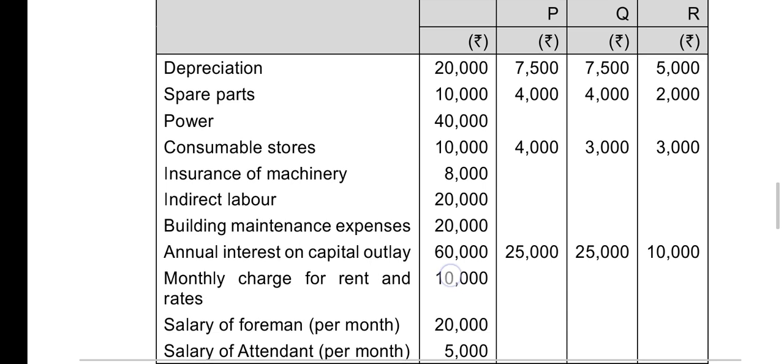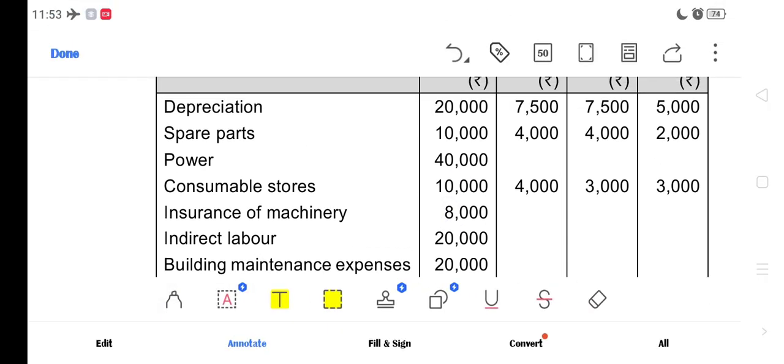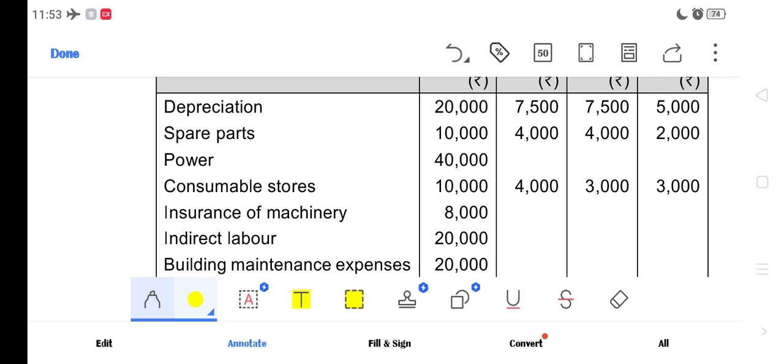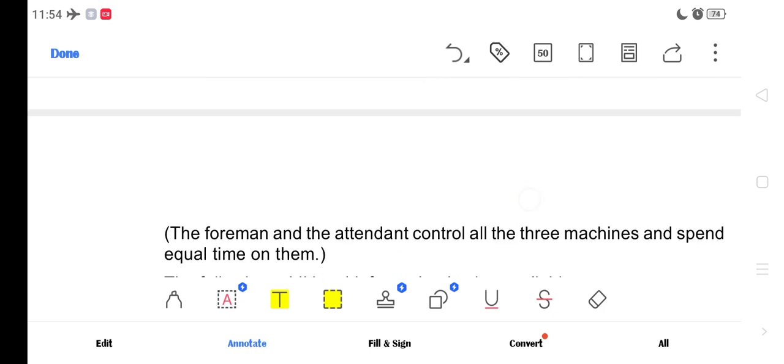If you observe here, for some expenses they have given the apportionment to machines P, Q and R, but for some, like power, insurance and indirect labor, they haven't given any apportionment to P, Q and R. So we have to find it out.